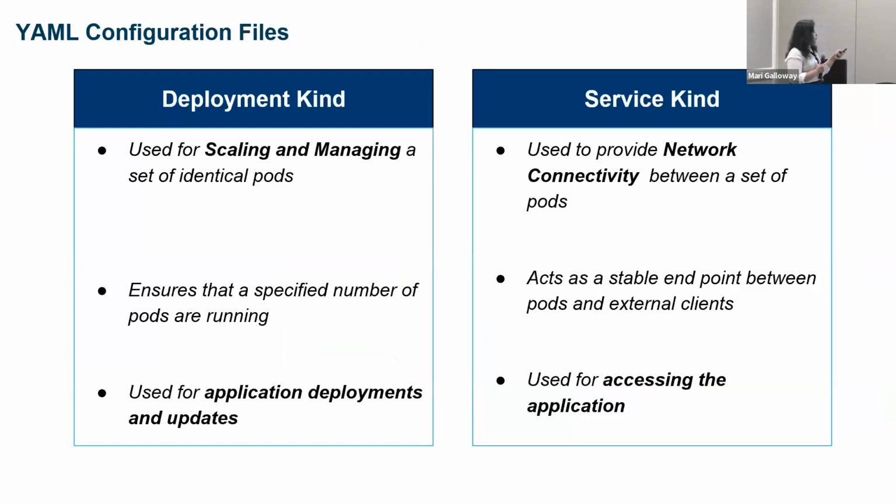We just looked over the deployment kind configuration file. There are two kinds of configuration file, the deployment kind and the service kind. The deployment kind is used for scaling, managing and bringing up the pods. It ensures that the specified number of pods are running, and is specifically used for application deployments and updates. Whereas the service kind configuration file is used for network connectivity between the pods, and it acts as a stable endpoint between the pods and the external clients. This service kind configuration file is used for accessing the application.